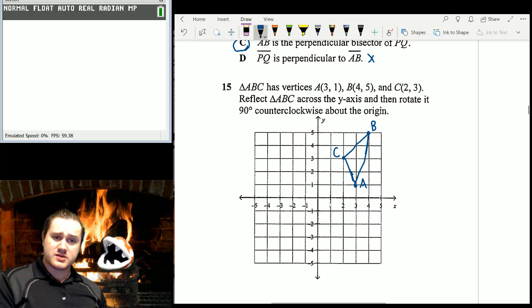So if it's over the y-axis, we're going to notice C is 2 to the right. We go 2 to the left for C prime. B is 4 to the right, so we go 4 to the left for B prime. And then A is 3 to the right, so we go 3 to the left for A prime. I accidentally put double primes for some of those, but it's just used 1 prime.